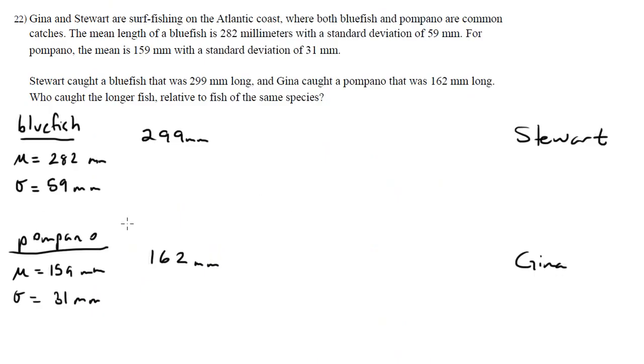So let's use that for each. Z equals the value minus the mean divided by the standard deviation. We're going to calculate this for each of these two people and see whose z-score is larger, whose relative length is the longest.